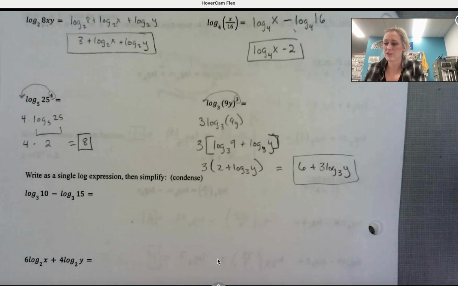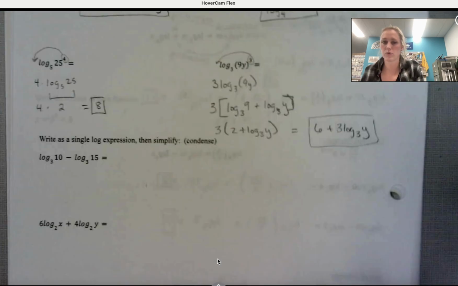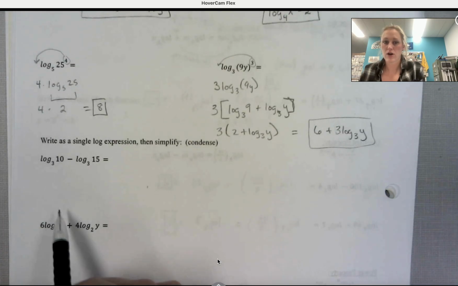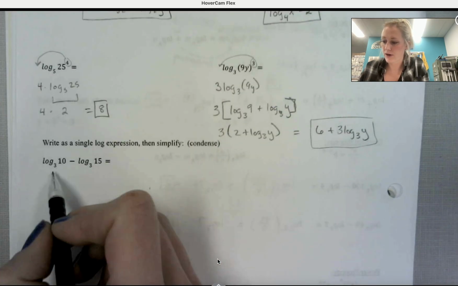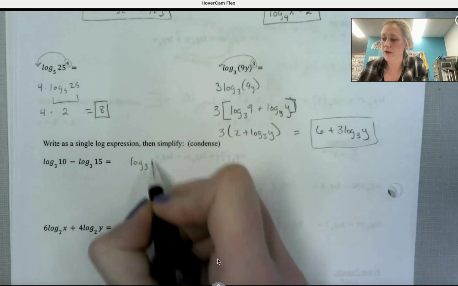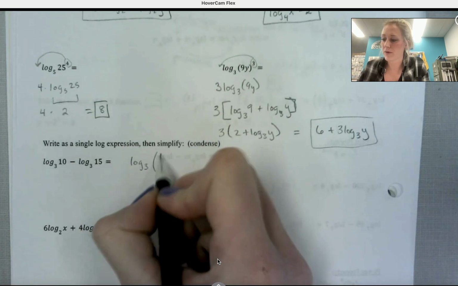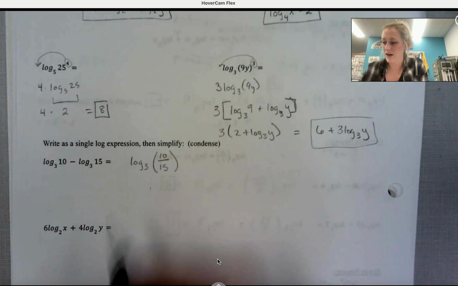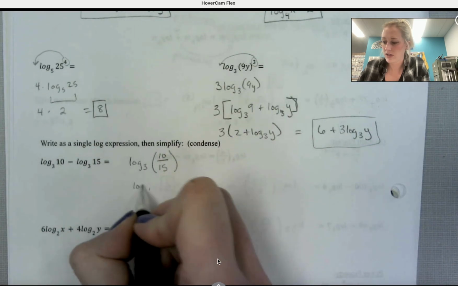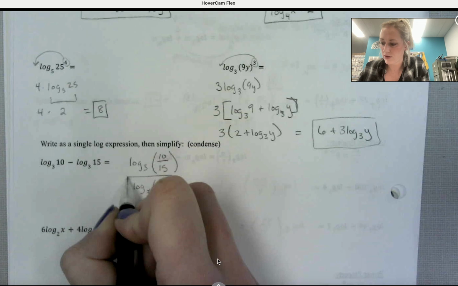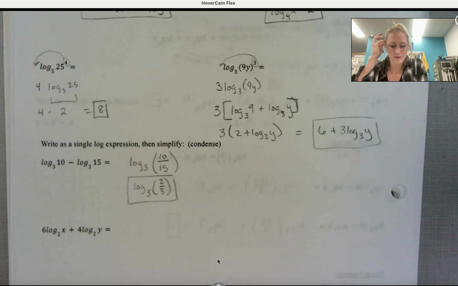Okay, last one, this is the opposite direction. So we're going to combine to be a single log term. Okay, so here, this is subtraction. Subtraction combines to be division. So we have 1 log base. First number is my numerator. Second number is my denominator. I can reduce 10 over 15 to 2/3. Okay, so that is condensed.